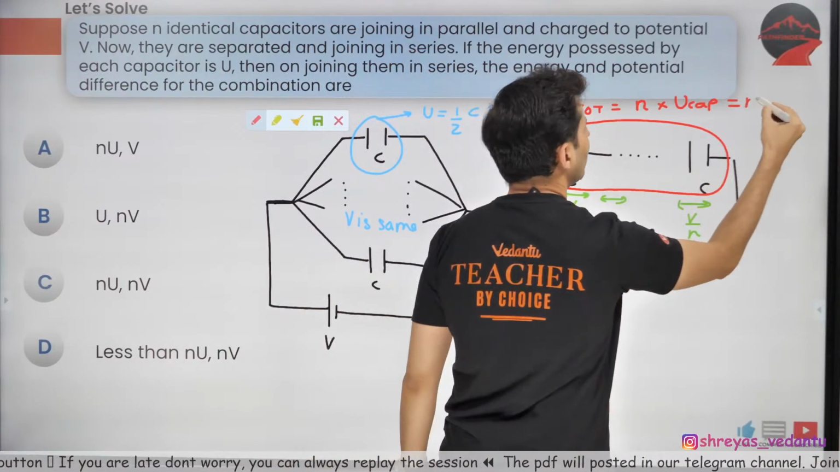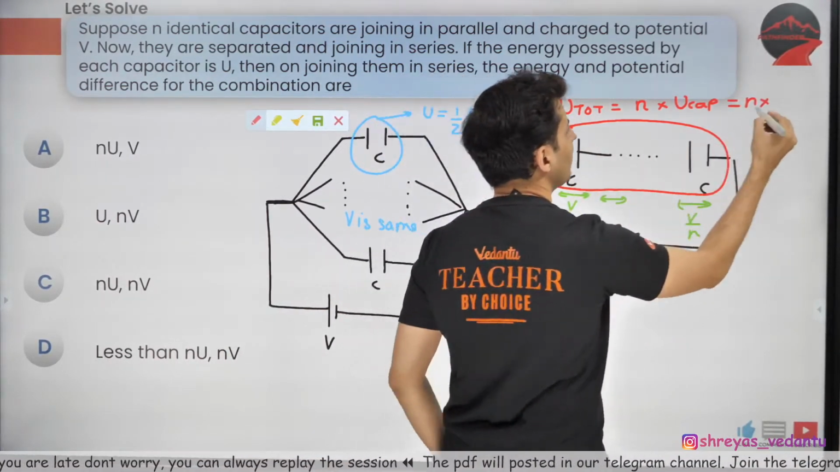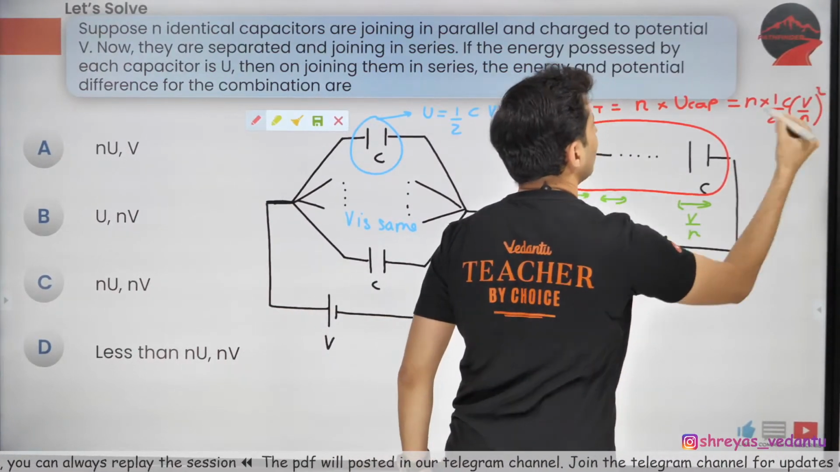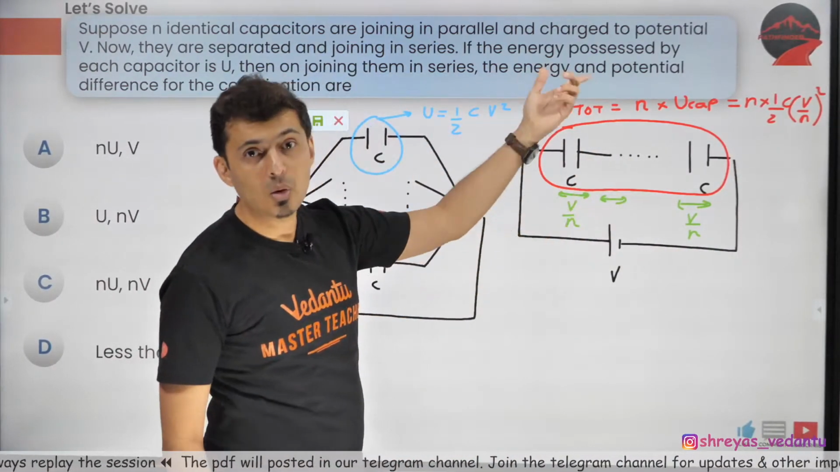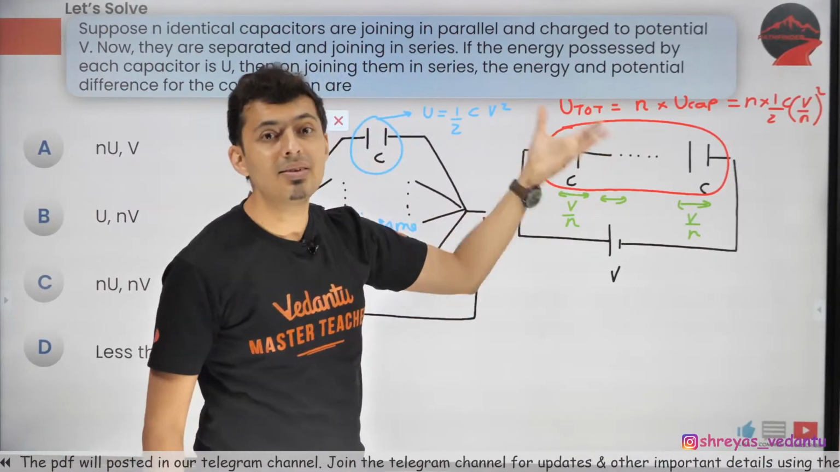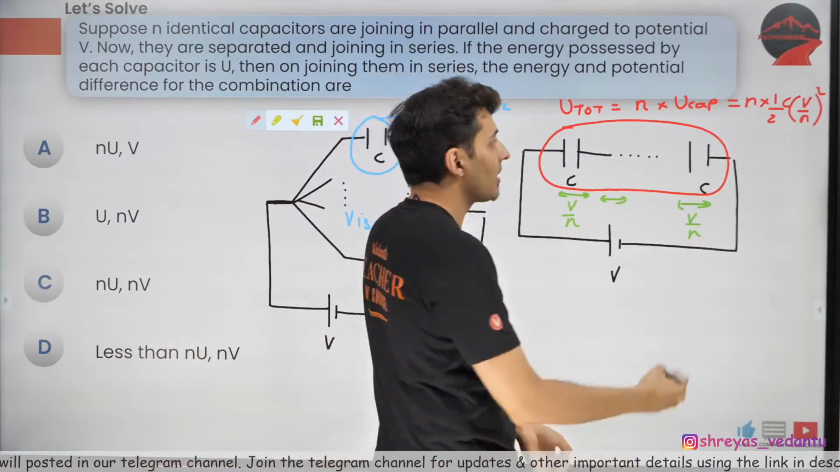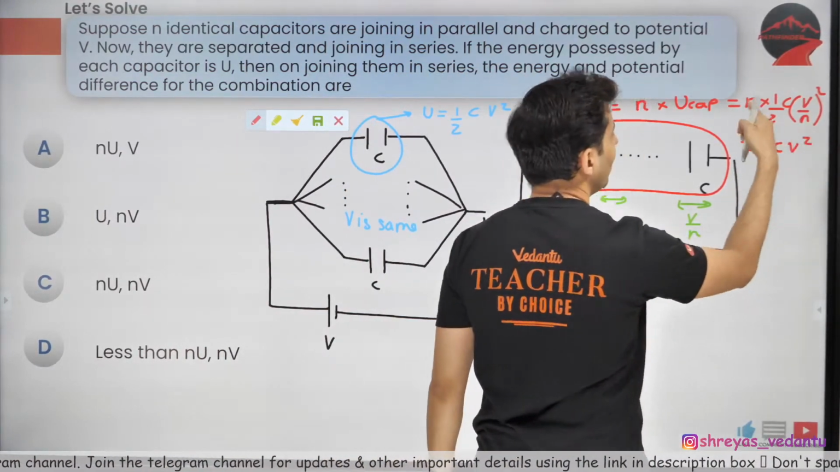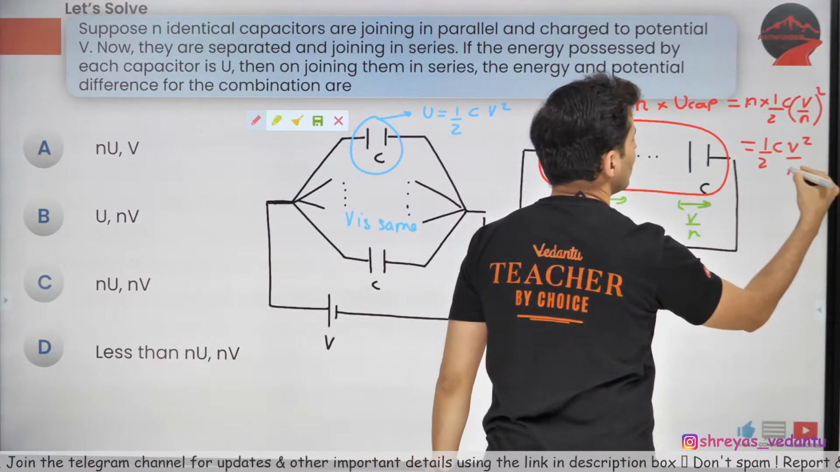What is that going to be? Energy stored on one capacitor will be half C, voltage will be V by N, so V by N square. Do you get it? Because voltage will be V by N. So half C V square, where V is the voltage on that capacitor. So what will you get? You will get half C V square, this is N, this is N square, so you will just get N.